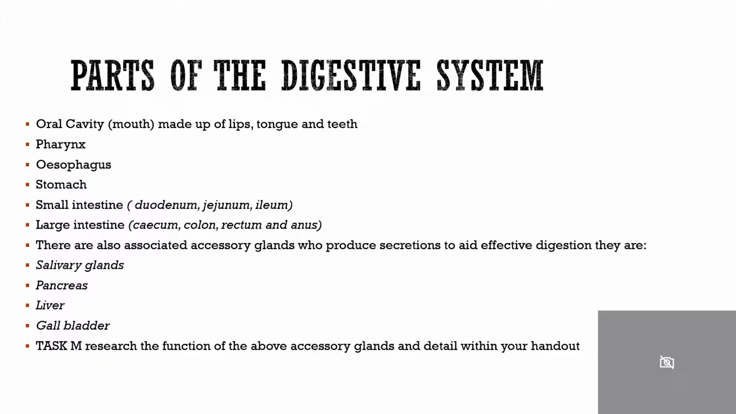And then we also have several associated accessory glands which produce secretions to aid effective digestion. They are the salivary glands, the pancreas, the liver and the gallbladder. You do have an associated research task related to the accessory glands for you to detail what their functions are and produce a document for your veterinary educationalist to mark.